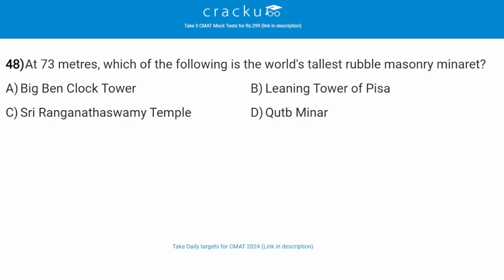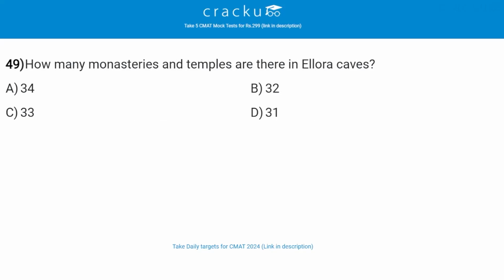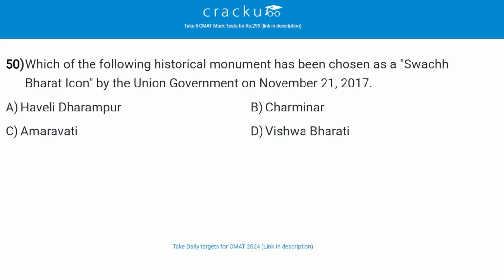At 73 meters, which of the following is the world's largest rubble masonry minaret? The answer is Qutub Minar. How many monasteries and temples are located in Ellora Caves? The answer is 34. Which of the historical monuments has been chosen as a Swachh Bharat icon by the Union government on 21st of November 2017?